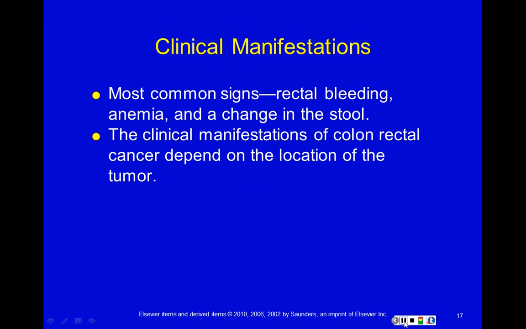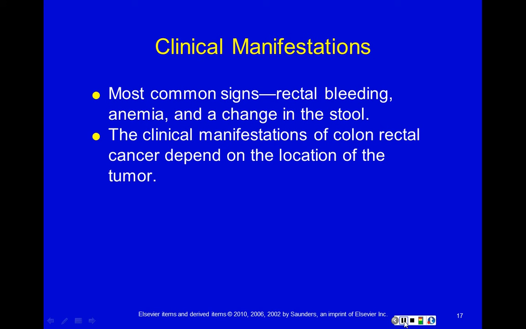When we talk about clinical manifestations of cancer, the most common signs that a person may have are rectal bleeding, anemia, and an obvious change in the stool. The clinical manifestations of colorectal cancer depend on the location of the tumor. If you remember a couple of slides ago, I showed you different places within the colon that those cancers can develop.